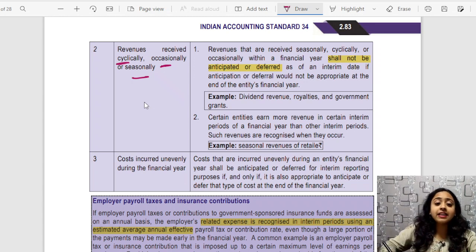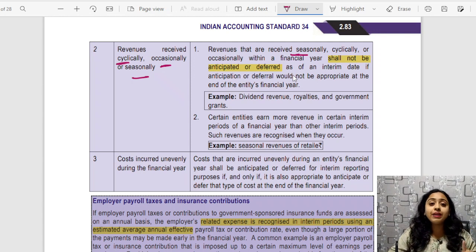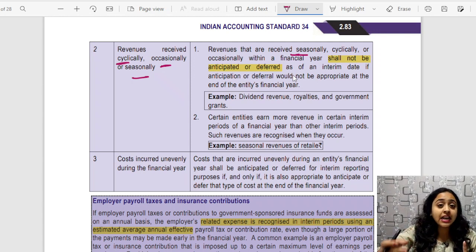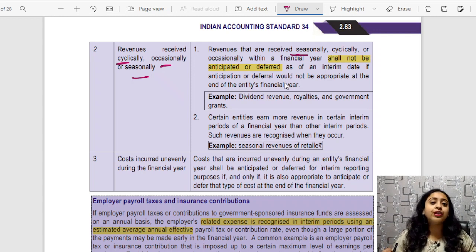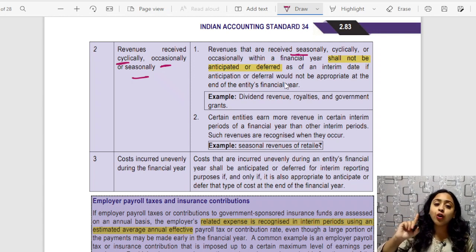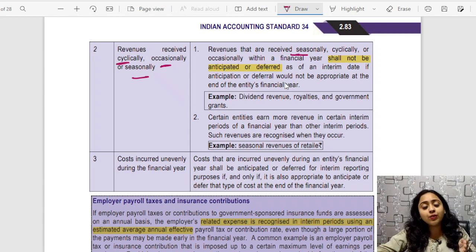Here, a very important thing you have to keep in mind is that revenues received seasonally, cyclically or occasionally within a financial year shall not be anticipated, will not be forecasted, and will not be deferred as of an interim date, unless and until it is appropriate to defer. The general rule is that you will not postpone, anticipate or defer. It will be recorded in the quarter in which it actually occurs.